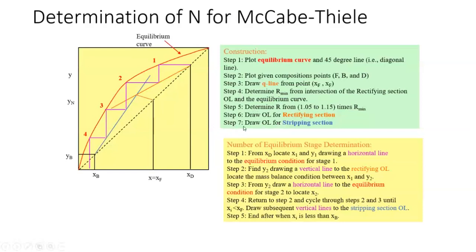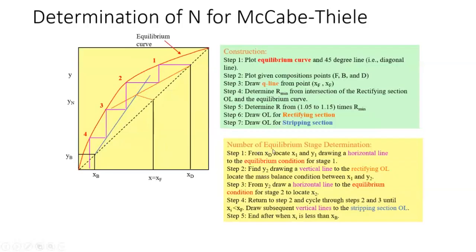So now step 7, or rather step 6, draw the operating line for the rectification section. As soon as we get the actual reflux ratio, we need to draw this operating line, where these two lines, the operating line for the rectification section and the operating line for the feed conditions, will be intersecting at this point. As soon as we get this point, we join it with the XB point by a straight line, and that will be the operating line for the stripping section.